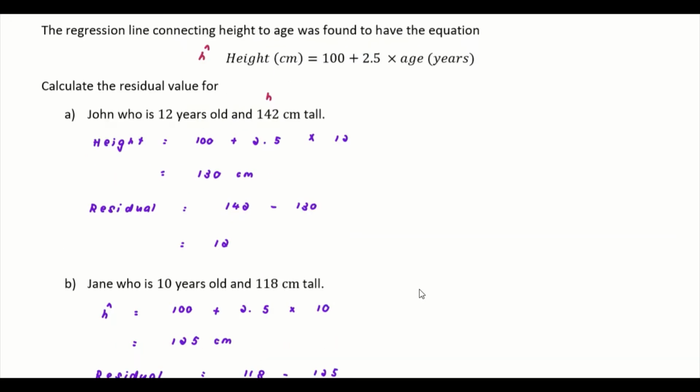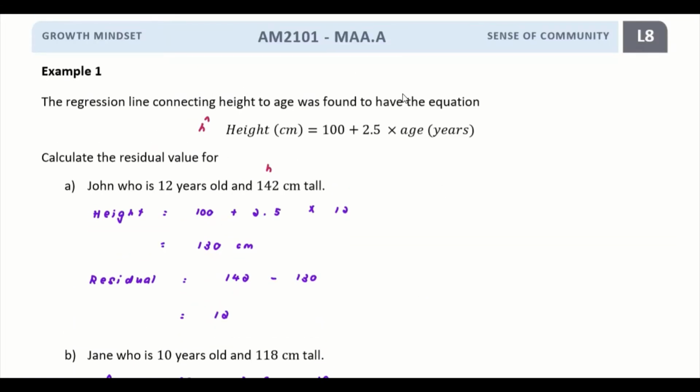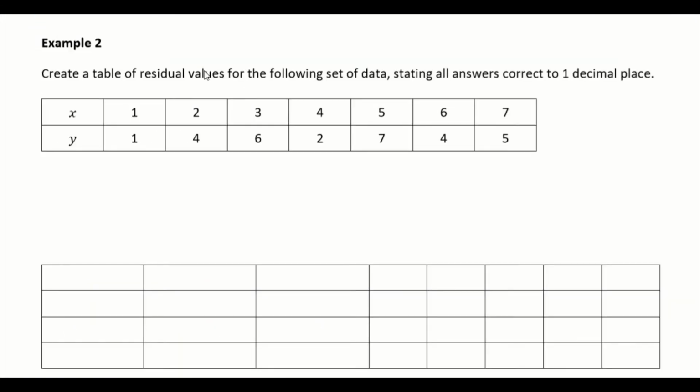So now we'll be looking at example 2. Create a table of residual values for the following set of data, stating all the answers correct to one decimal place. By looking at this question, you will realize that you are given raw data. This raw data is basically what you collected from actual life, right? So this is your x and this is the actual y value.